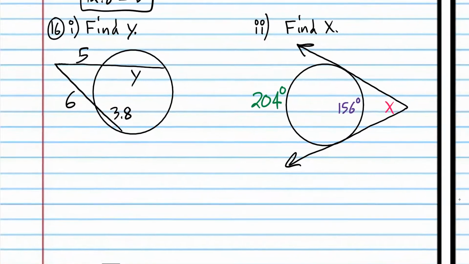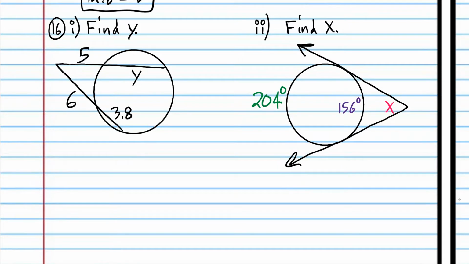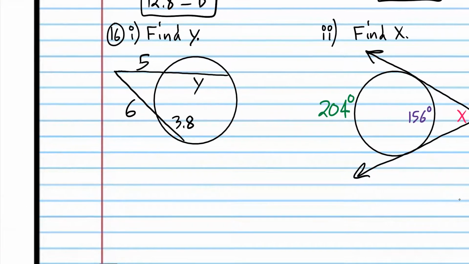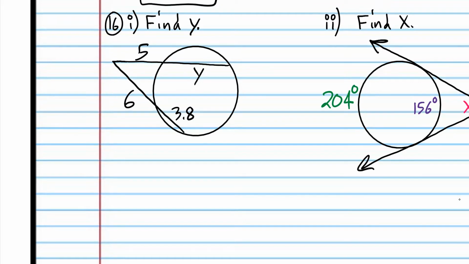Try number 16, and when you come back, we'll do it together. Okay, we're back. We learned a theorem that says that if you have two secants, these are secant number 1 and secant number 2, because they hit the circle twice. Tangents hit the circle once, secants hit the circle twice. If you have two secants coming from a common point outside the circle, the product of the outside length in one secant and the total length of that secant is equal to the same thing in the other secant.